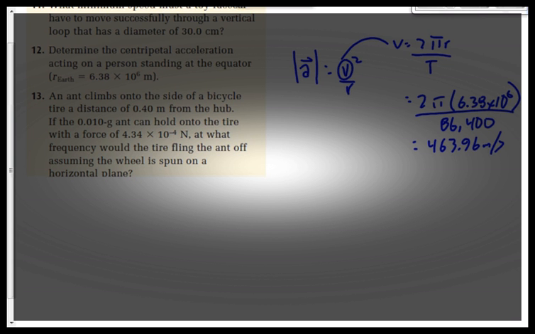Does that surprise you? How fast you're moving if you're standing at the equator? In a sense, it surprises me. I've gone through enough problems in physics that I know you're moving really fast at the surface of the Earth at all times, including at the equator. But still, when I see that number, it still surprises me a little bit. You're traveling about 1.5 times the speed of sound. You're traveling at Mach 1.3, Mach 1.4, as you're standing at the equator.